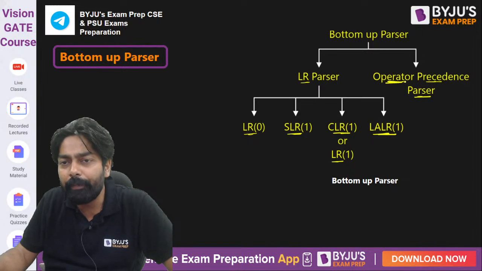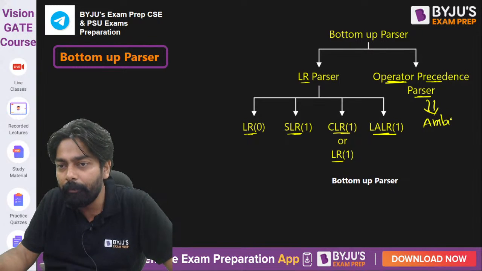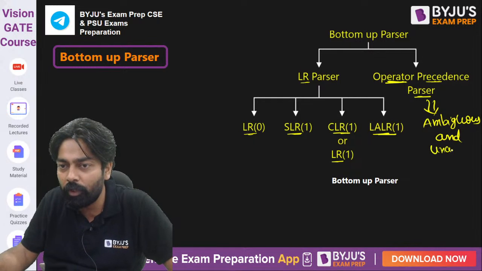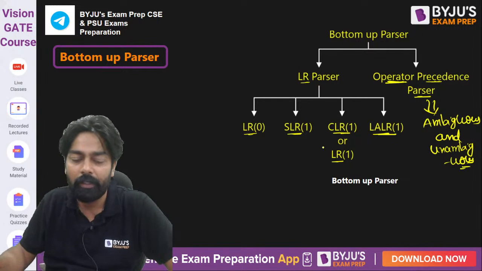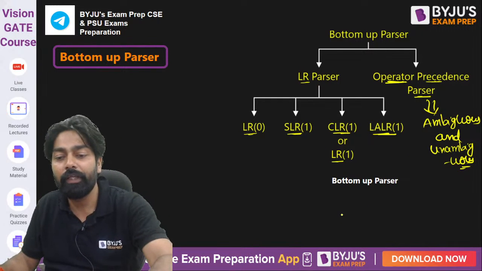See, the operator precedence parser is the only parser that will parse ambiguous as well as unambiguous grammar. This is the only parser which parses both ambiguous and unambiguous grammar. Let me tell you each and everything one by one.